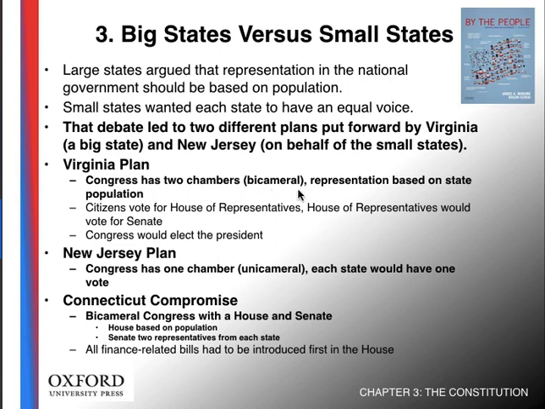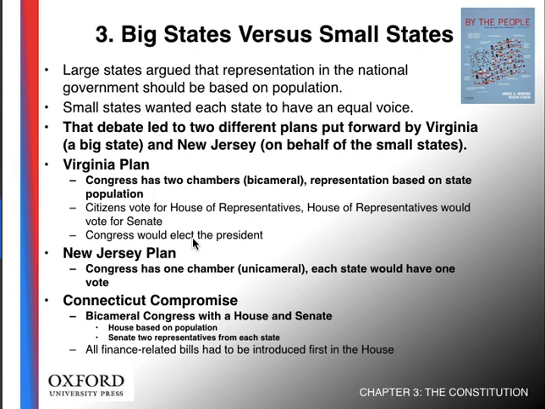And let's say that the citizens vote for the House of Representatives, and the House of Representatives will vote for the Senate. And let's say that all of these representatives will be based on population. So, for example, if Virginia had the most people, they would have the most representatives in both the House of Representatives and the Senate. And New Jersey said, oh, no, no, no, you're not grabbing all that power.